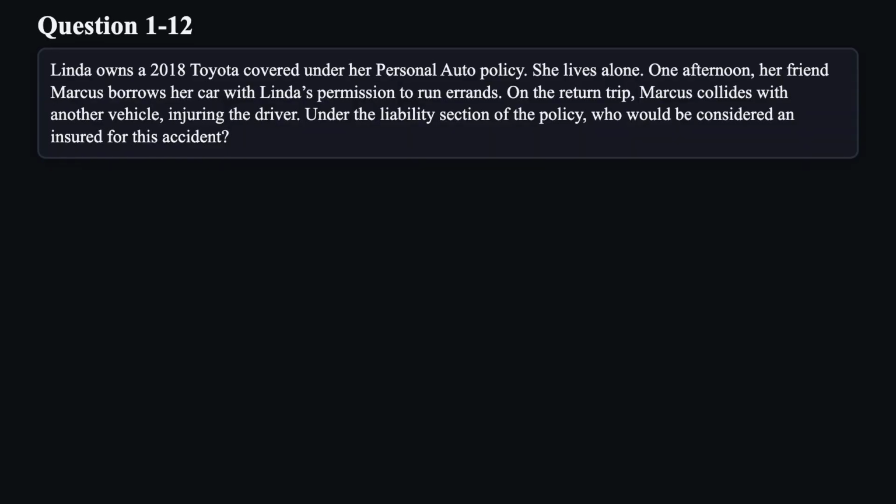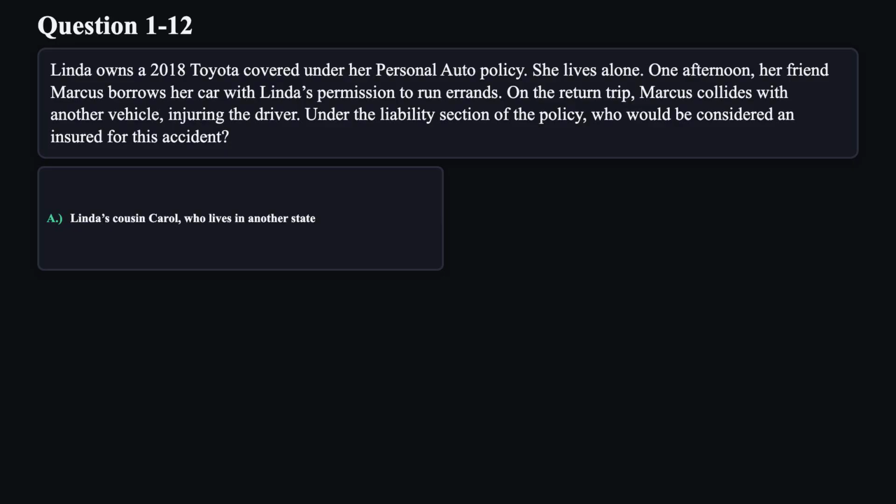Question 12. Linda owns a 2018 Toyota covered under her personal auto policy. She lives alone. One afternoon, her friend Marcus borrows her car with Linda's permission to run errands. On the return trip, Marcus collides with another vehicle, injuring the driver. Under the liability section of the policy, who would be considered an insured for this accident?